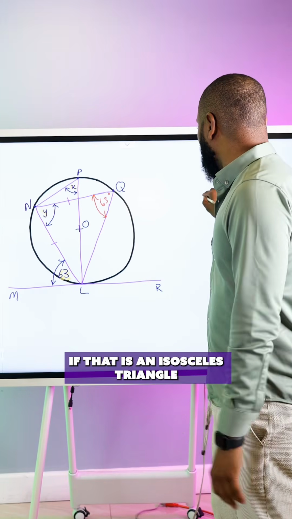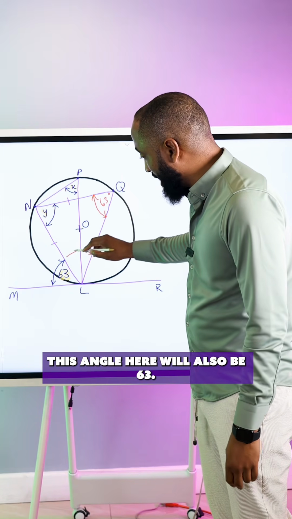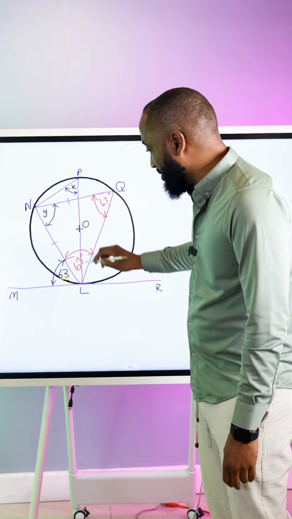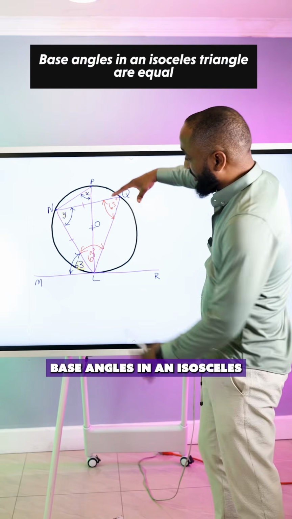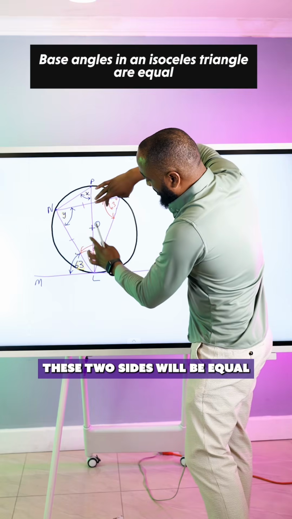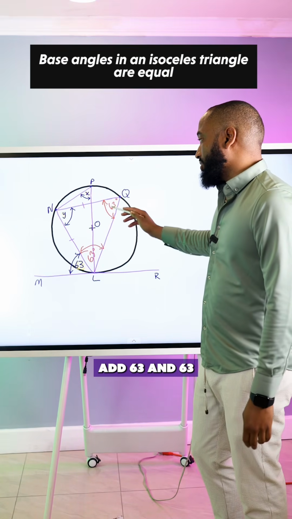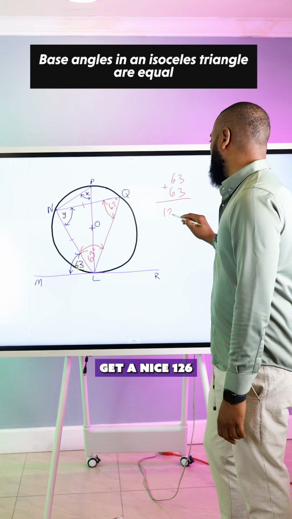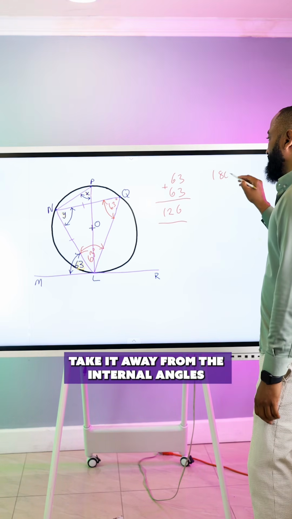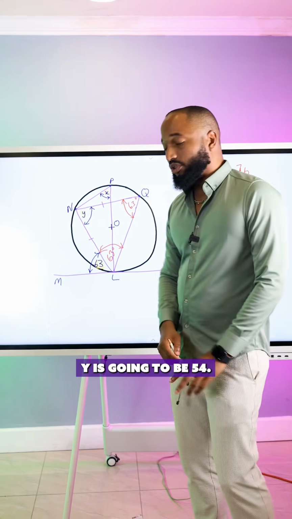If that is an isosceles triangle, 63 gets a next place to shine as well. This angle here will also be 63. Why would that angle be 63? Base angles in an isosceles triangle are equal. These two sides will be equal, these two angles will be equal. So now you can figure out what y is going to be. So add 63 and 63. Get a nice 126. Take it away from the internal angles in a triangle. Get a nice looking 54. Y is going to be 54.